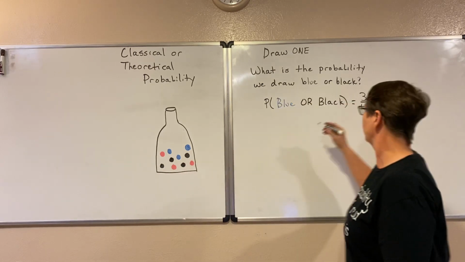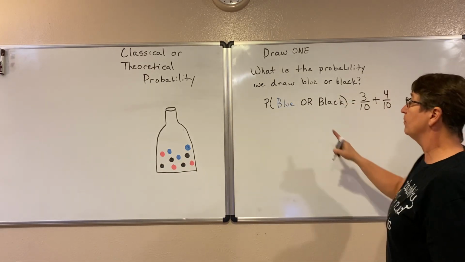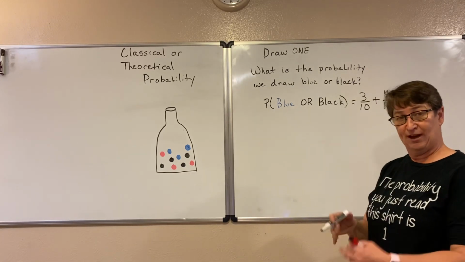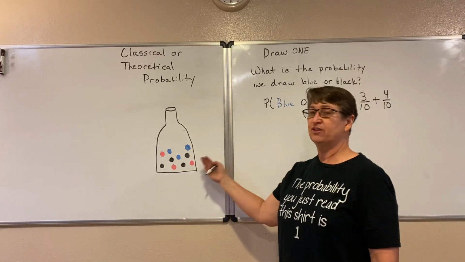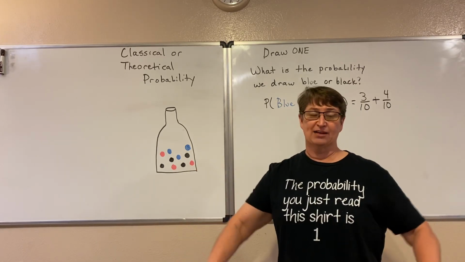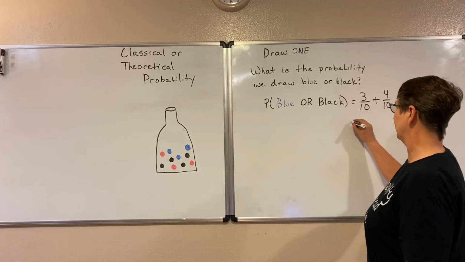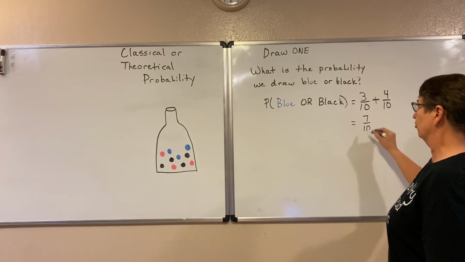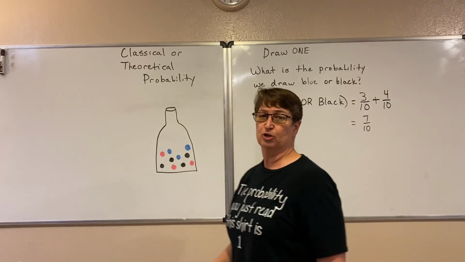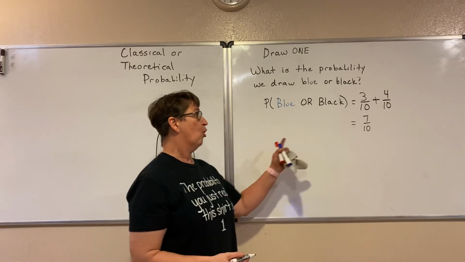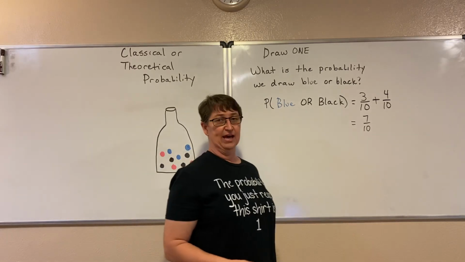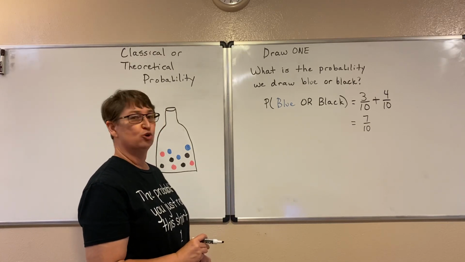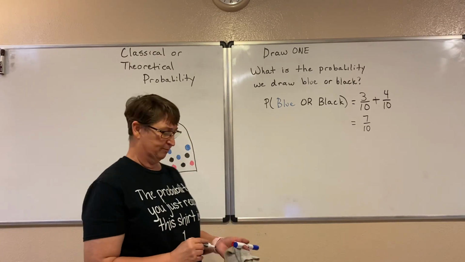There are 4 there. Remember with or, we should always look for any overlap to make sure, and then we have to subtract off that overlap. But in this case, blues and blacks don't have any overlap. So we're simply just adding. We add this together, add your numerator, and keep your denominator. So the probability we get a blue or a black in one draw is 7 out of 10. So if we drew 10 different balls, we would expect to get a blue or a black 7 of those times.